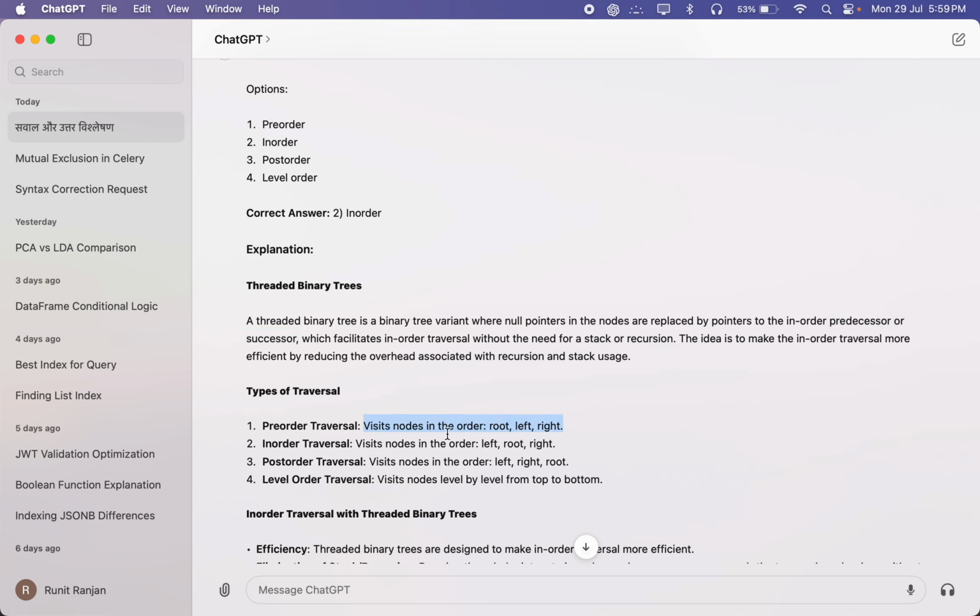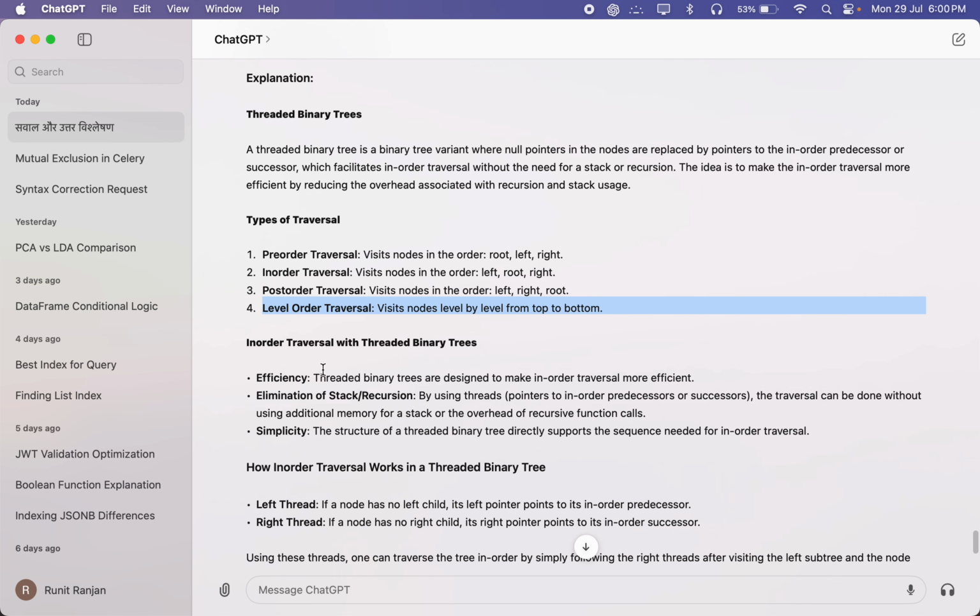So pre-order traversal is this way, in-order this way, post-order this way, and level order traversal is from top to bottom. And we are saying that we don't need any extra memory or stack because we can just go ahead with using the pointers to your predecessor or successor to go to the next element.